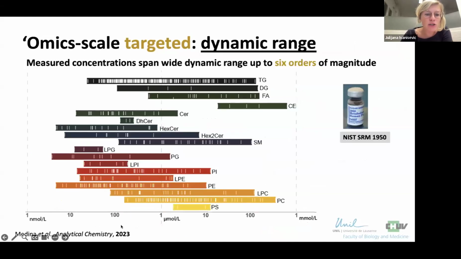Finally, as you can see, the measured concentrations, here in the NIST plasma reference materials, span a wide dynamic range of up to 6 orders of magnitude. Starting from these really low abundant hexosyl ceramides, phosphatidylglycerols, and up to these really highly abundant cholesterol esters and other classes of neutral lipids.